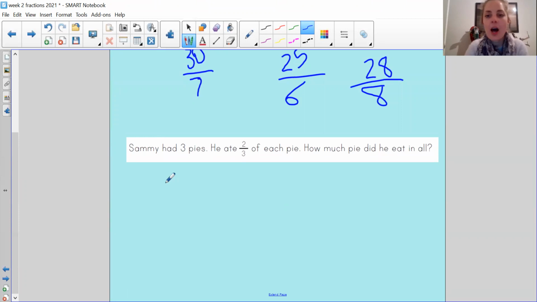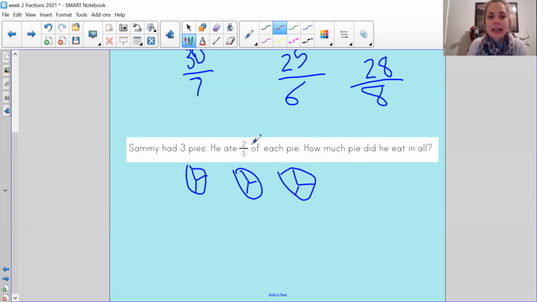Right. Our word sum reads, Sammy had 3 pies. He ate 2/3 of each pie. How much pie did he eat in all? Okay, so you've got to imagine the 3 pies. Okay, so 1, 2, 3, and they've been divided up into thirds. Not very neat today, unfortunately, but hopefully you can see what I'm trying to do. And he's eaten 2/3 of each pie. So there's 2/3, there is 2/3, and there is 2/3.